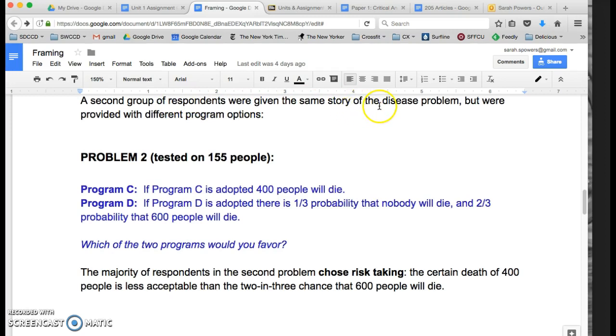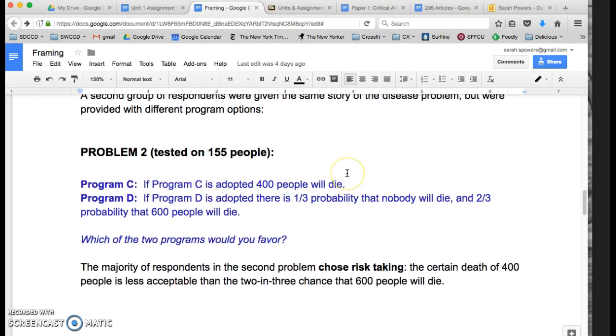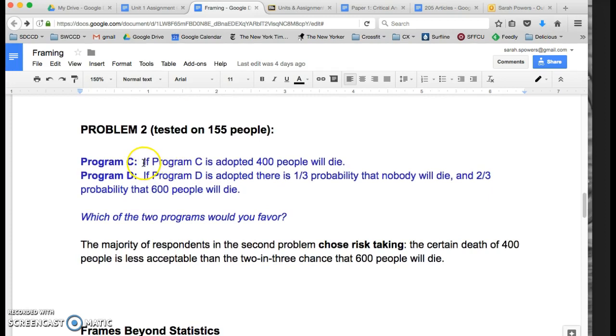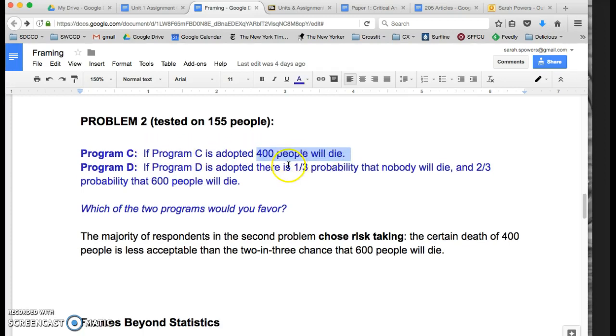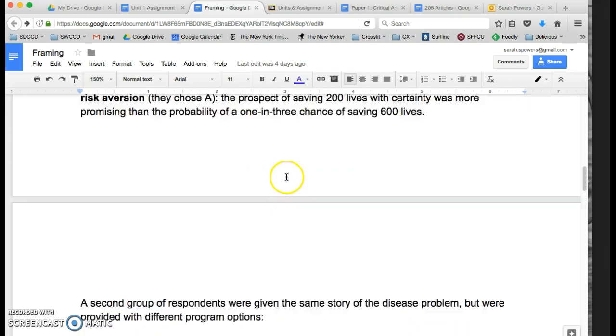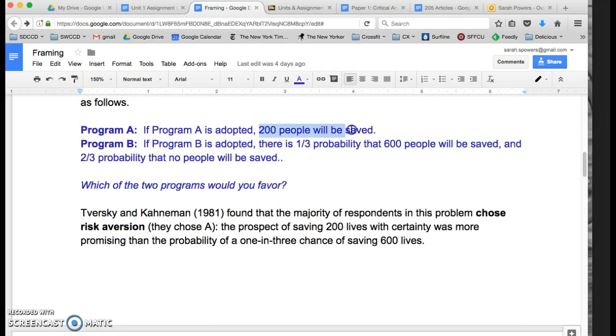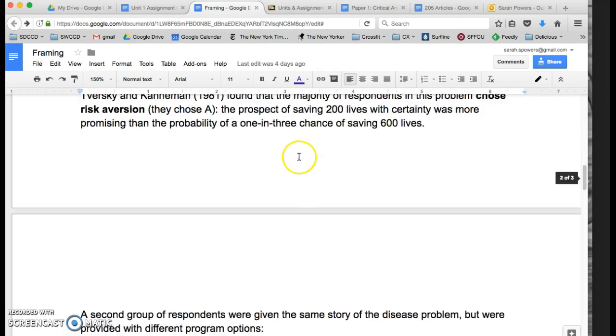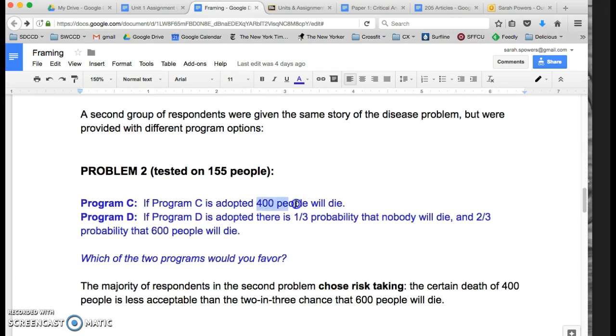They were given the exact same disease problem, same statistics, but framed in a different way. So here is Program C: if Program C is adopted, 400 people will die. This is saying the exact same thing that Program A is saying: 200 people will be saved out of the 600, basic math there. What they didn't say was that 400 people will die. So that's the frame. This is how it's presented. Same information, but presented differently.